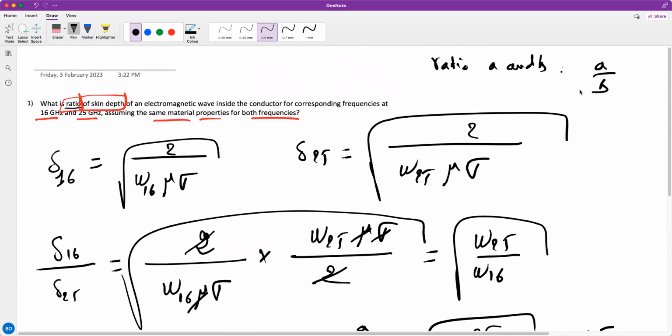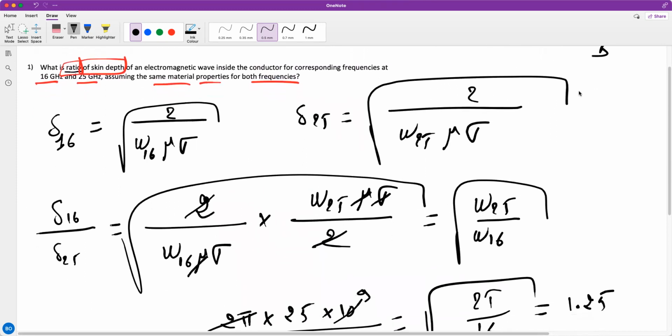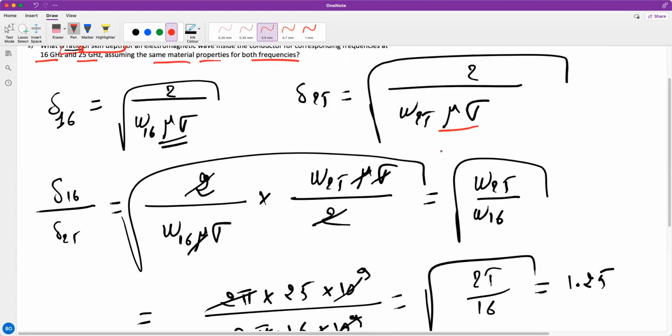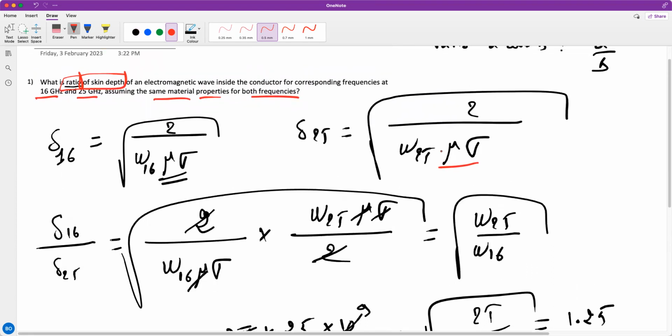The real problem is that some of you started asking about sigma and mu, and we don't have sigma and mu. But I'm not asking sigma and mu, I'm asking about the ratio. So whether you do A over B or B over A, it's okay. What is important here? Which skin depth is bigger, the 16 or the 25? 16, because the higher the frequency, the higher the attenuation.